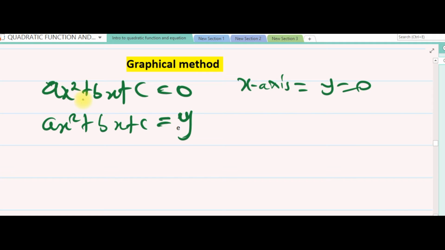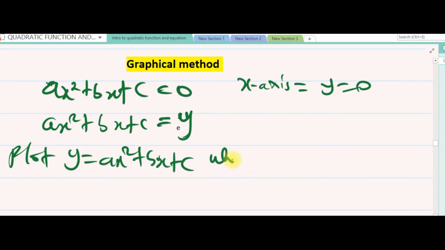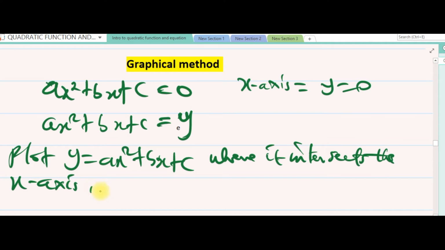To solve this using the graphical method means plot y equals ax squared plus bx plus c. Where it intersects the x-axis is the solution. Since our quadratic function is y equal to ax squared plus bx plus c, and our x-axis is y equal to 0, once you've plotted y equals ax squared plus bx plus c, where it intersects the x-axis is now the solution. See what I'm saying?